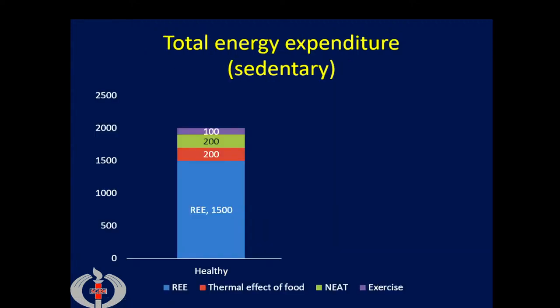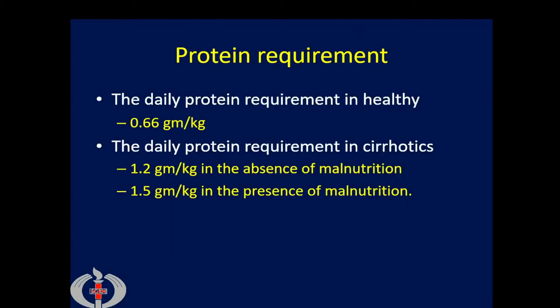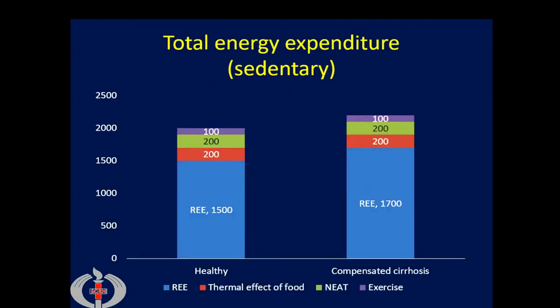In a normal healthy individual, if 1500 is the resting energy expenditure, 200 is the thermic effect of food, 200 is the NEAT or non-exercise activity thermogenesis, and if he is sedentary and not doing much exercise, maybe 100 he is spending in exercise. For a compensated cirrhosis patient doing the same level of activity, his resting energy expenditure would be higher. From 1500 it would go up to say 1700. So his caloric requirement would be higher, and we have to take into consideration the higher caloric requirement in these patients with compensated cirrhosis.